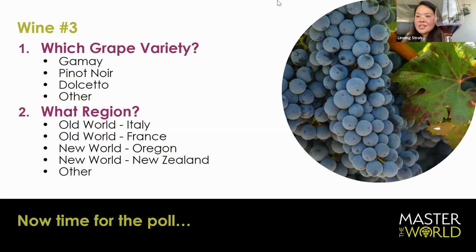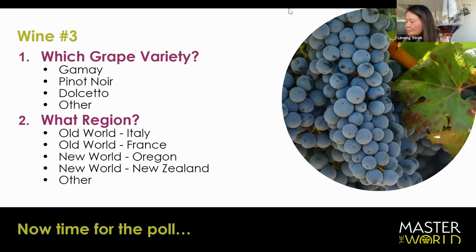Okay. So let's see if we can end the poll. I think that we have a good quorum and share the results. So Tim, we've got 64% on the Pinot, about 30% on the Dolcetto and some on that Gamay, and about 60-40 on the Old World versus New World. But within that, people are really split between Italy and France. So you kind of have your work cut out.